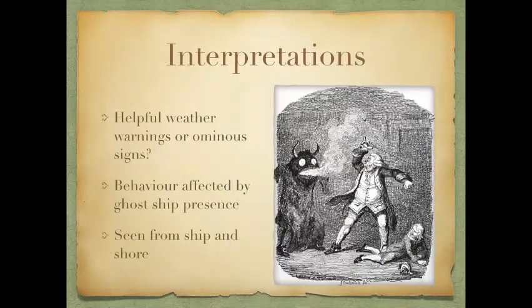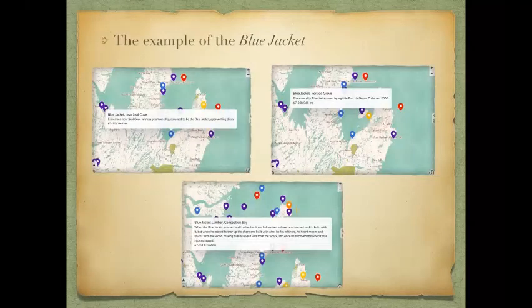And as I was saying, the main question, the main difference in all these stories is one of interpretation. Are these ships helpful weather warnings or ominous signs? How are people's behaviors affected by the presence of a ghost ship, or the sighting of a ghost ship? Do they see them from the sea or from the shore? How do they respond to them? That's always the key factor. And I think a good case study of this is the story of the Blue Jacket.